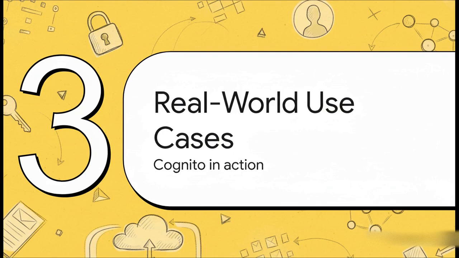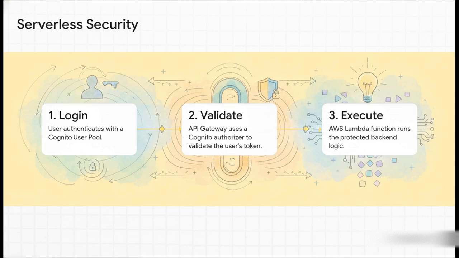That all sounds great, but where does the rubber meet the road? Let's talk about some real-world patterns where Cognito is the absolute star of the show. Now this right here is a classic, one of the most popular ways to use Cognito. First, your user logs in with the user pool and gets that token. Think of it as their digital passport for your app.